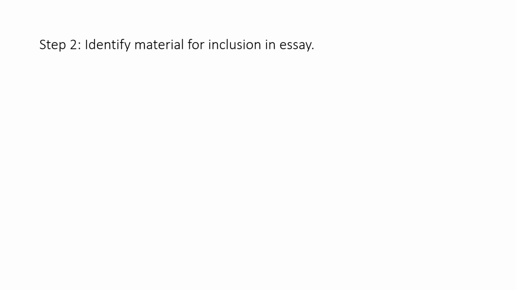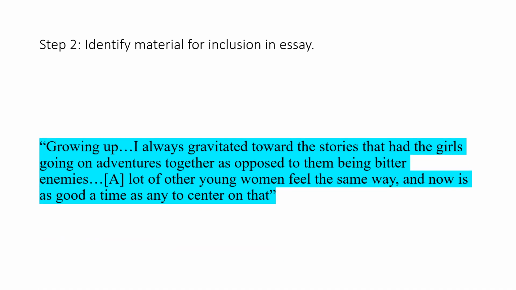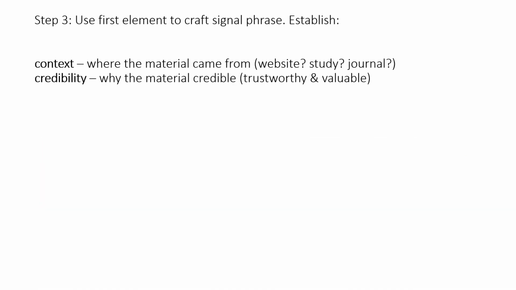So the next thing to do would be to identify what they call the source material or borrowed material. It's just any stuff that you want to put in your essay that you got from somewhere else. So we call that source material. So you're going to identify that material that you want to put in the essay. And here it's a quote. And then the next step is to make the signal phrase.